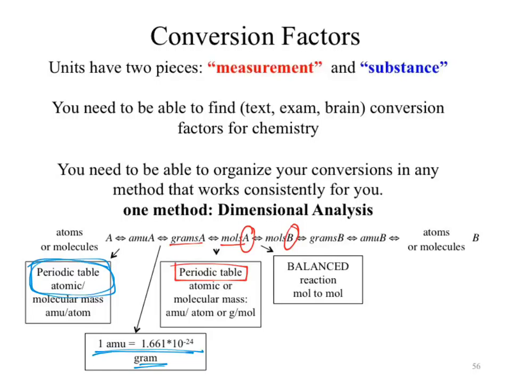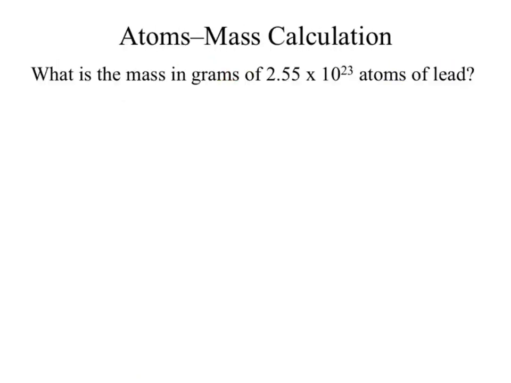Okay? Once we have moles of B, we can then convert to grams of B. How do we go from moles of B to grams of B? Periodic table. Except now instead of looking at A, we look at B. Okay? So it's a question of where those conversion factors are found and how you manipulate them. So let's do some manipulation.